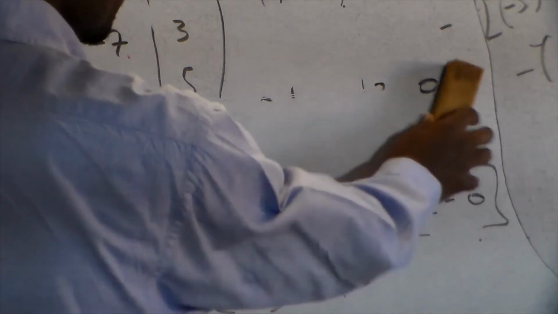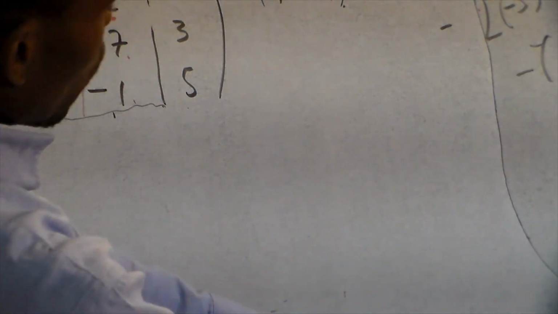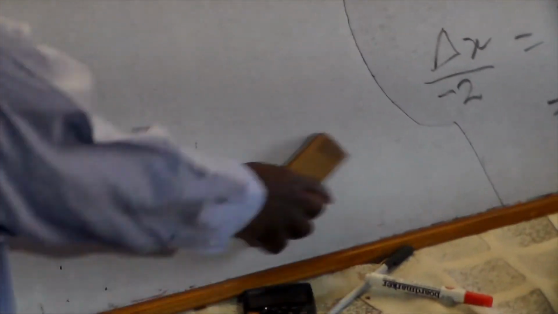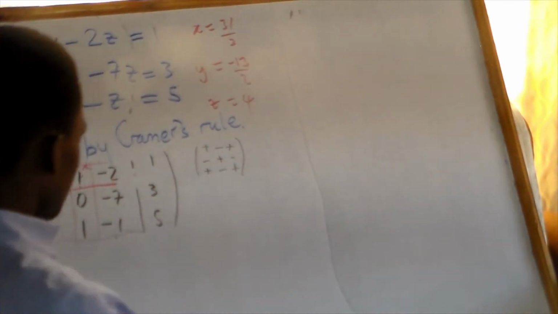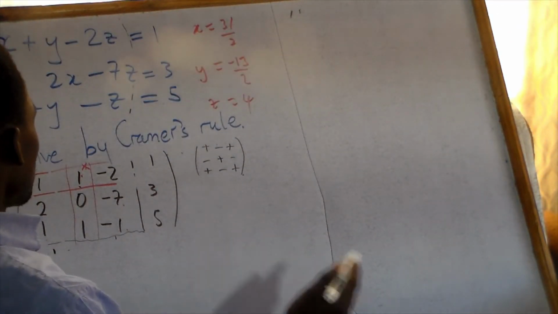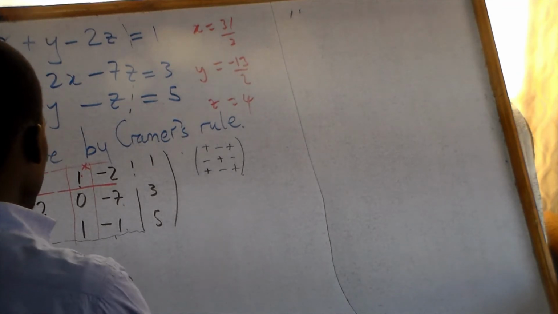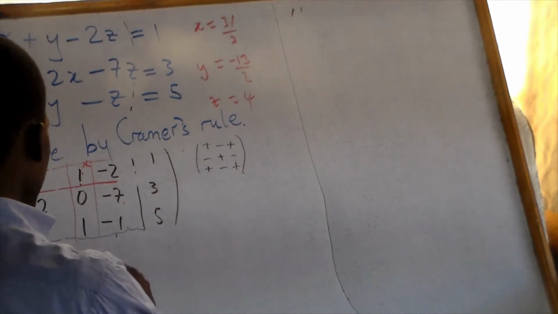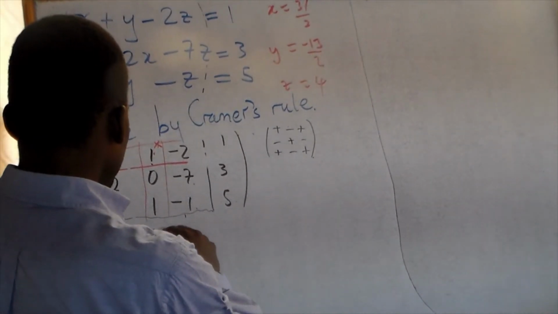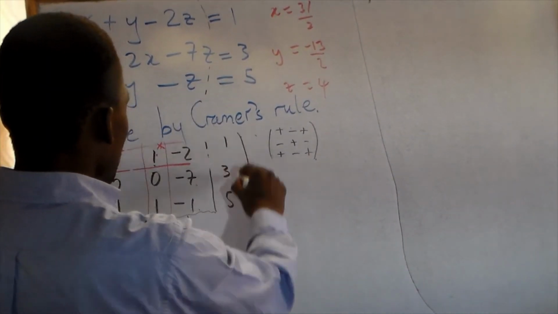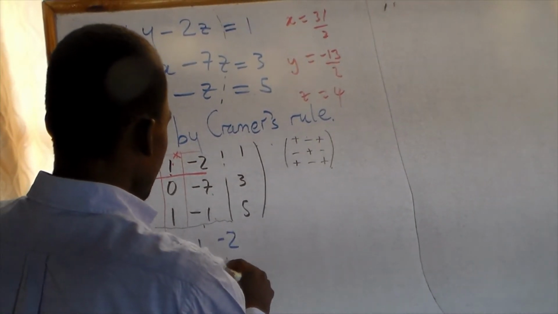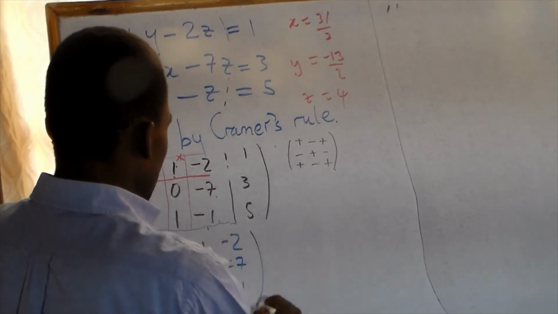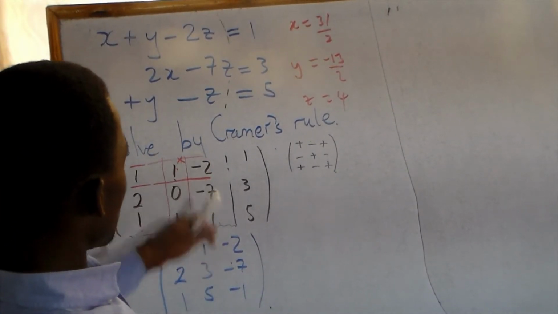Doing the same procedure. Remember, we'll be using our determinant for this value throughout. So now for the Y value, likewise, we are substituting this column where we have the Y column.